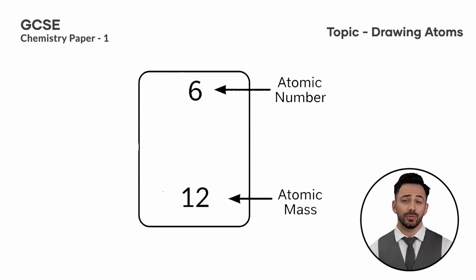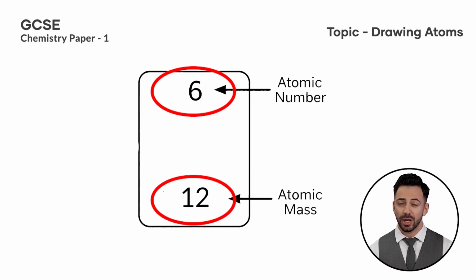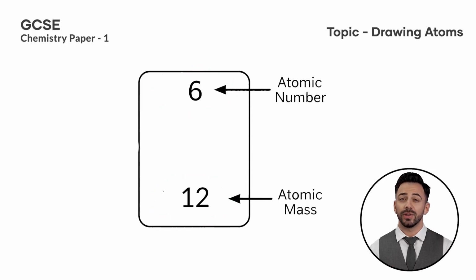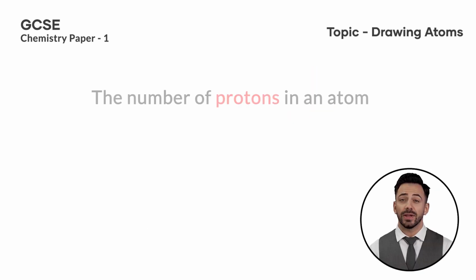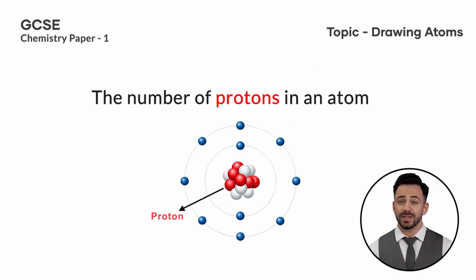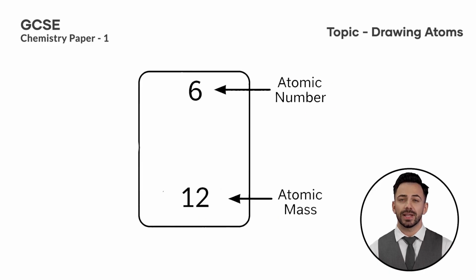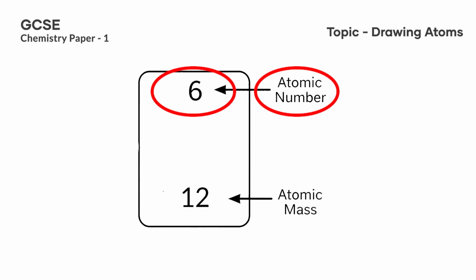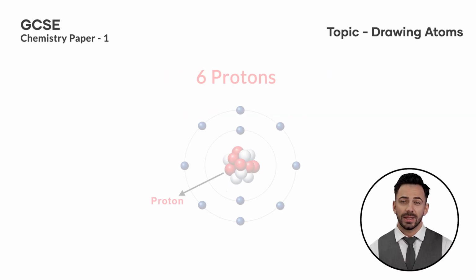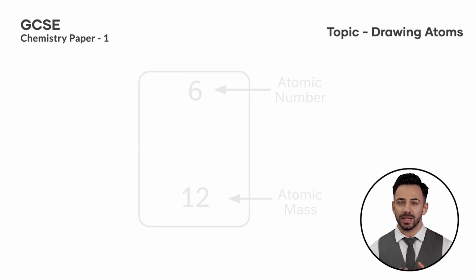When you look at an element's box, you see two numbers. So first question, what does the atomic number tell you? The atomic number tells you the number of protons in an atom. So if an element has an atomic number of 6, how many protons does it have? It has 6 protons. Now let's look at the bigger number.